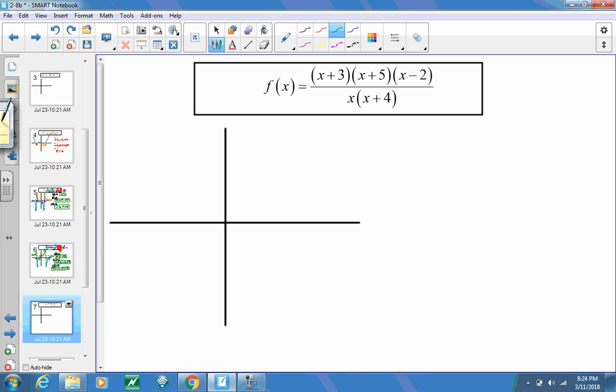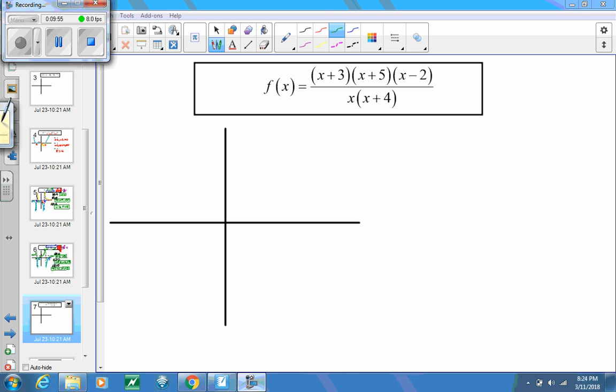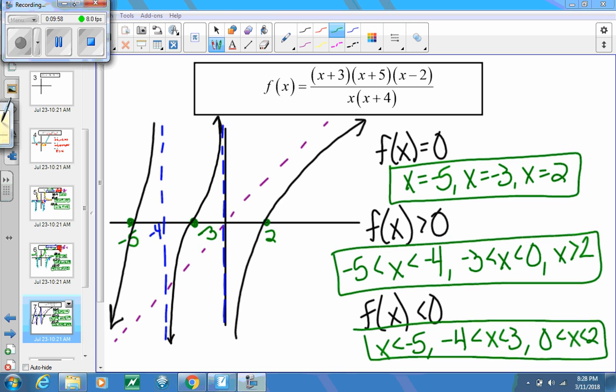What I'd like you to try and do here is see if you can do this one on your own. I'm going to go ahead and pause my video. I want you to pause it too. Try and see if you can figure this one out on your own, and then start it back up and see if you've got the correct answer.